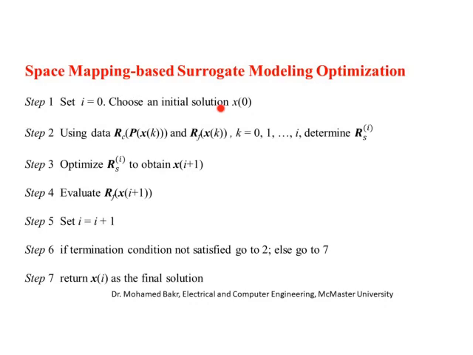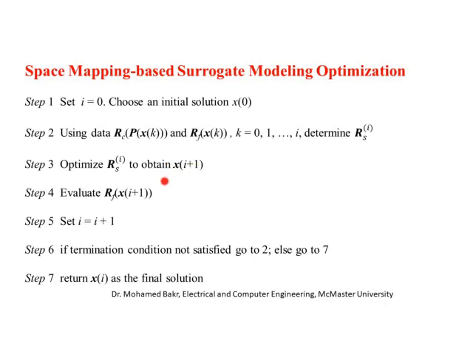You start with an initial solution x of 0. So at time 0 you have only one solution. Use the available coarse model data and fine model data to build a surrogate model at the ith iteration. Apply direct optimization to the surrogate model, and here direct optimization will be fast because this surrogate model is based on the coarse model. I will show you in the next slides how you obtain the surrogate model from the coarse model. Once you have the surrogate model, you optimize it to obtain a new point x of i plus 1.